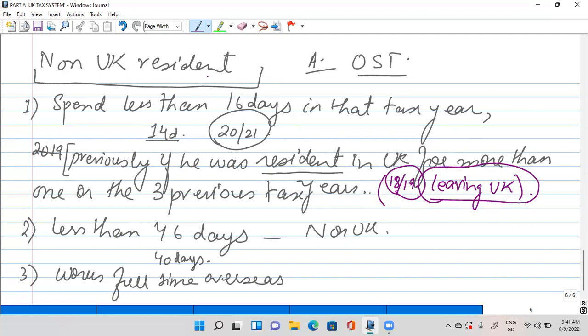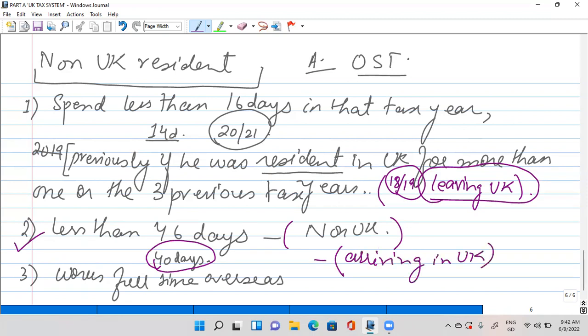Okay. The second condition: he has spent less than 46 days and his previous status is also non-UK. For example, I live in Pakistan, I'm a non-UK resident, and I went to UK for let's say 40 days. So will I be considered a resident of UK? Obviously not. So that's why this condition will make me a non-UK resident.